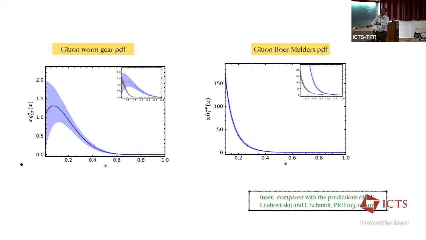So here are other PDFs. Again, you can see that large uncertainty is there. And this is compared with another spectator model. But in their model, it is sharply falling, but in our case, it is not so sharp. So this actually depends on the model parameters, so you cannot exactly say which one is better or worse.